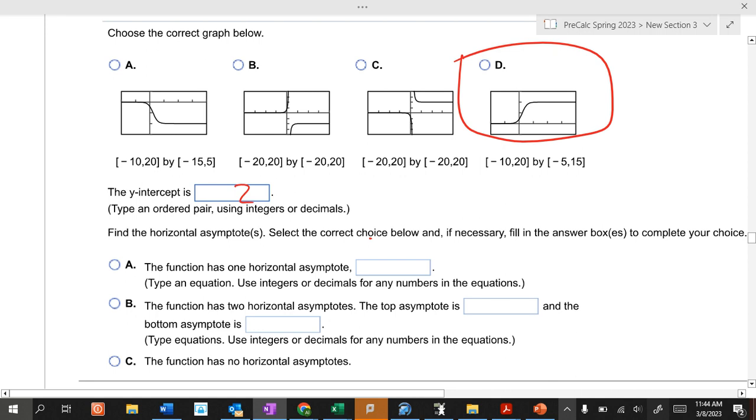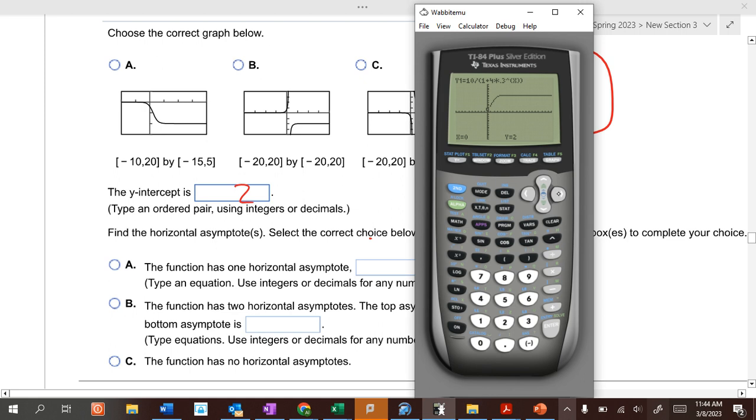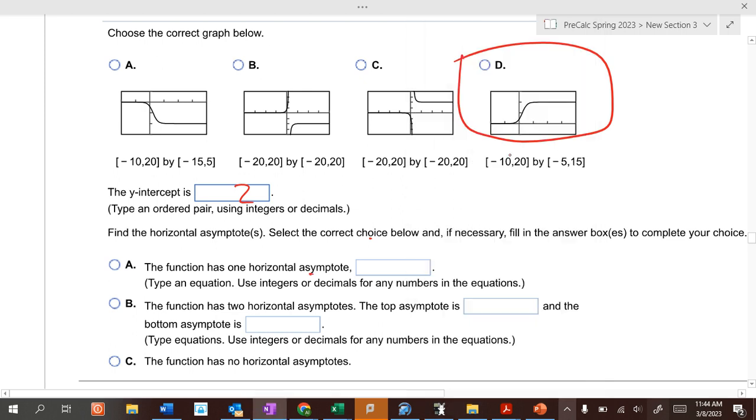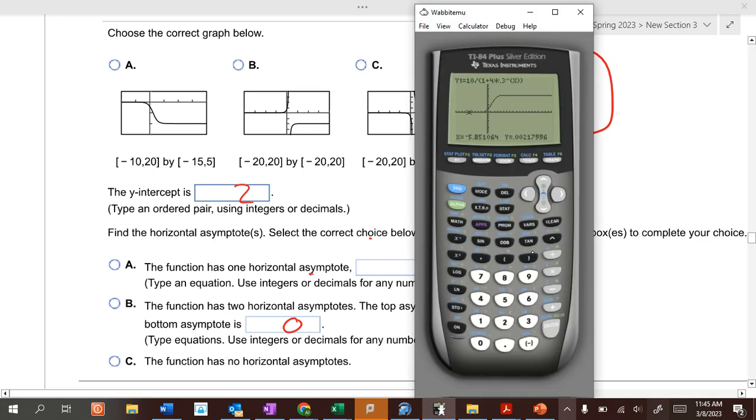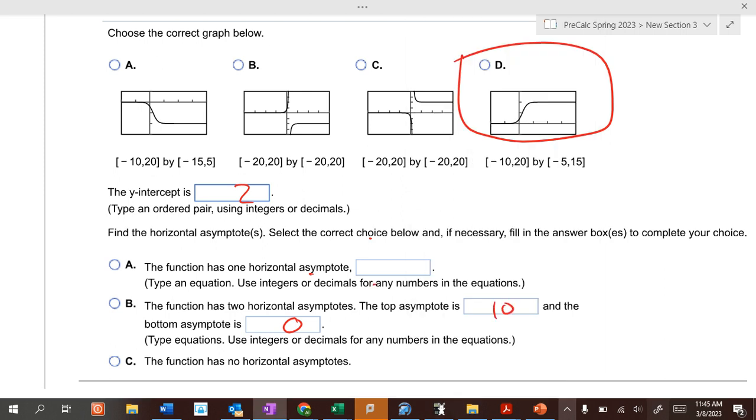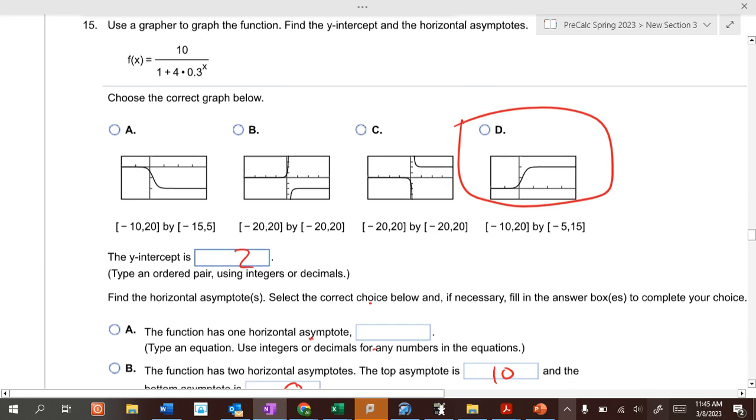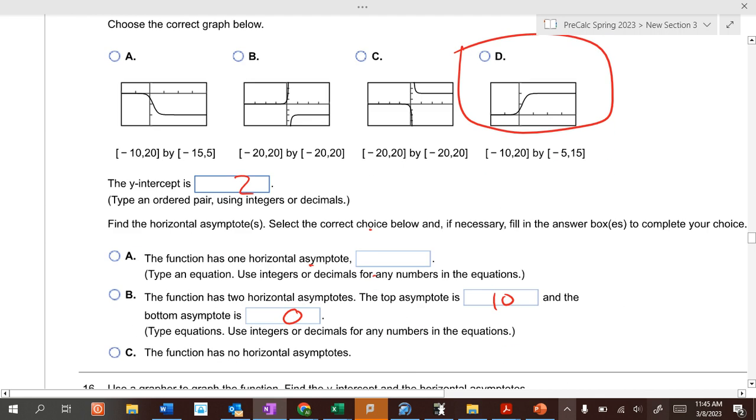Okay. Horizontal asymptote, if you trace, you can basically figure out what the horizontal asymptotes are. So if I trace here, I'm really close to the number 0 for my bottom. For my top, if I trace to like 8, I'm getting close to the number 10. So that would be my top asymptote. Okay? So graph it and you figure that stuff out. So there you go. Get to work.